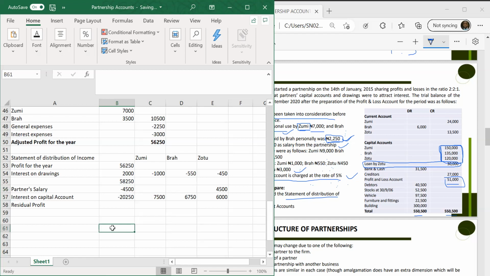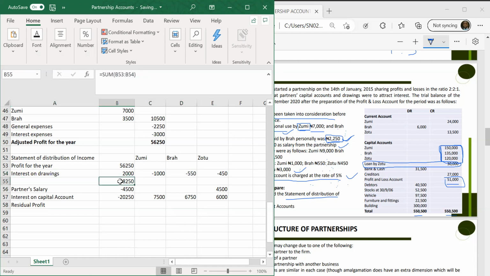The only thing that has changed from what we have been doing before is this interest on drawings. And I've explained to you that the 3 of us said nobody should withdraw. Let's use our money for business. If you withdraw, you are going to pay a penalty. This penalty will still be shared between all of us. Do you understand? Yes, sir. Okay, so it's only this interest on drawings that has changed.